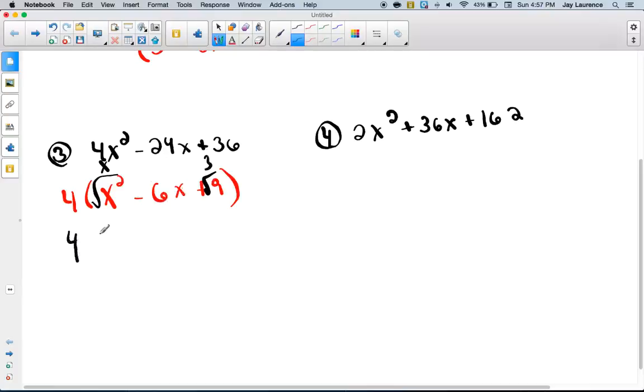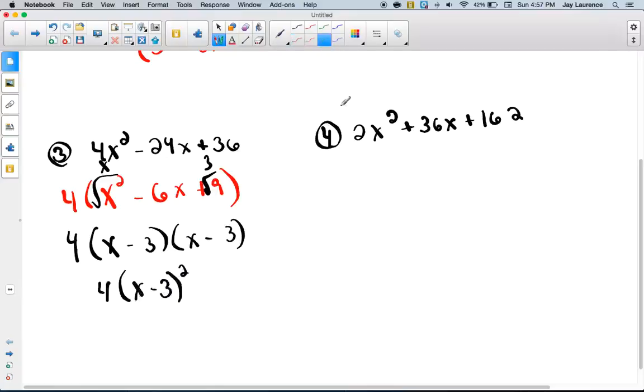So I'm going to have 4 times x, 3, and then an x, 3, and whatever sign shall I use? Well, I have a plus back here. Minus will be the sign of the day. There you go. Or, again, you could do it like this. 4 times the quantity of x minus 3 squared.